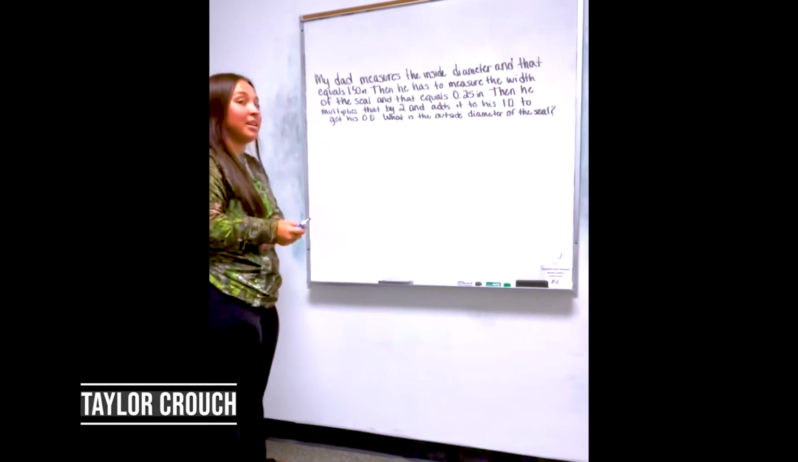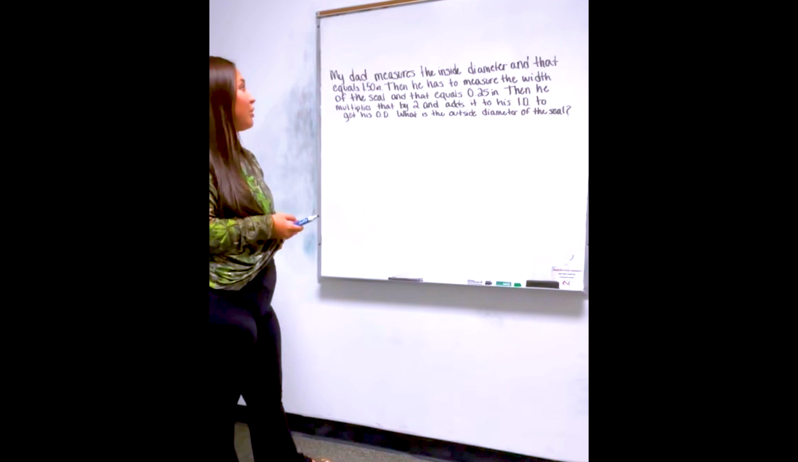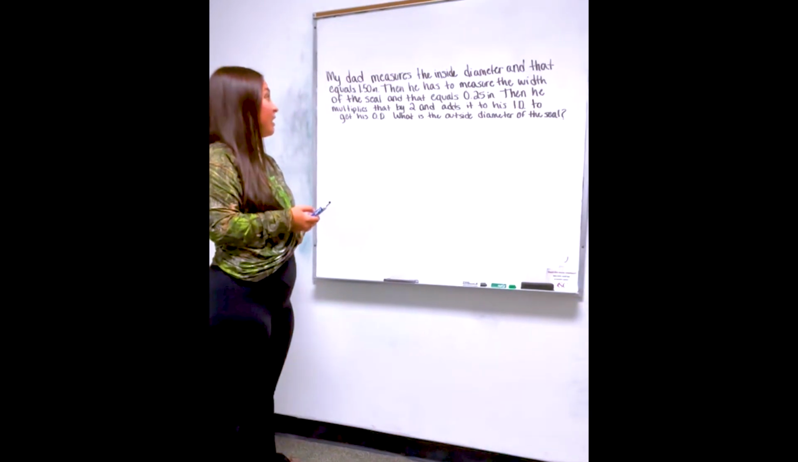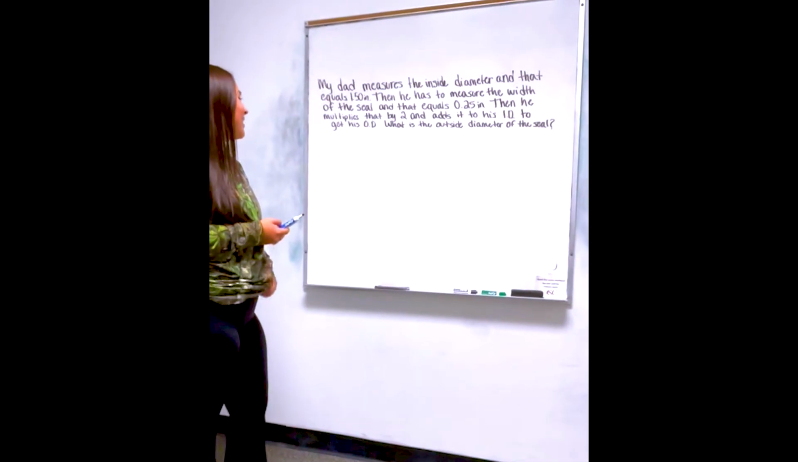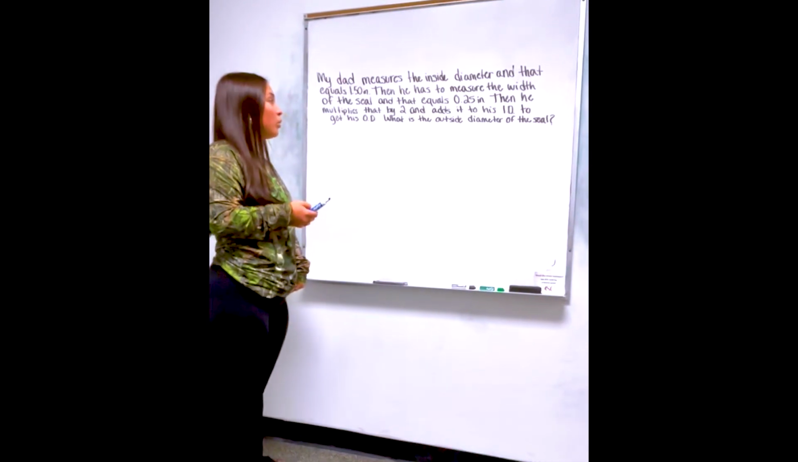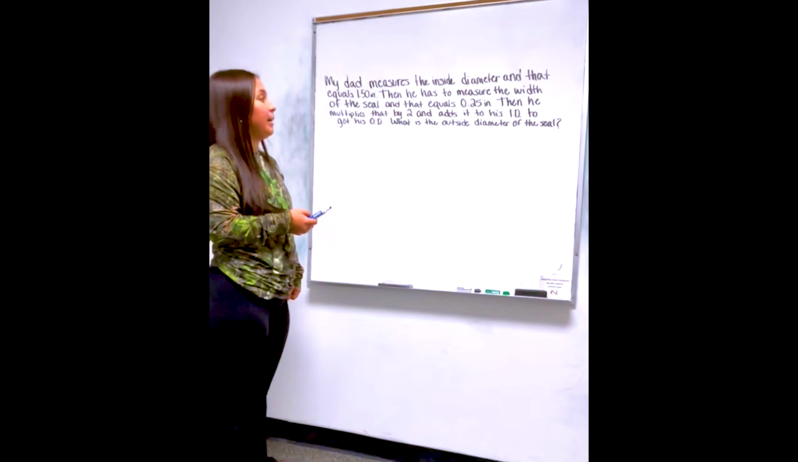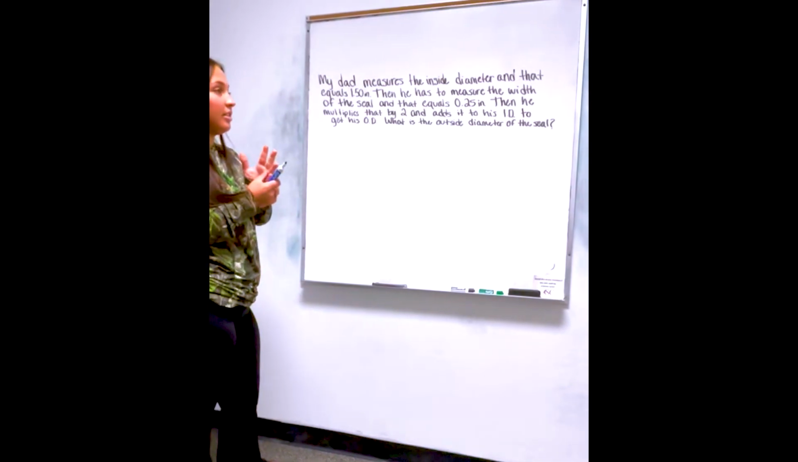So my problem is my dad measures the inside diameter of the hydraulic cylinder, and that equals 1.50 inches. Then he has to measure the width of the seal, and that equals 0.25 inches. Then he multiplies that by 2 and adds it to his ID to get his outside diameter. What is the outside diameter of the seal?